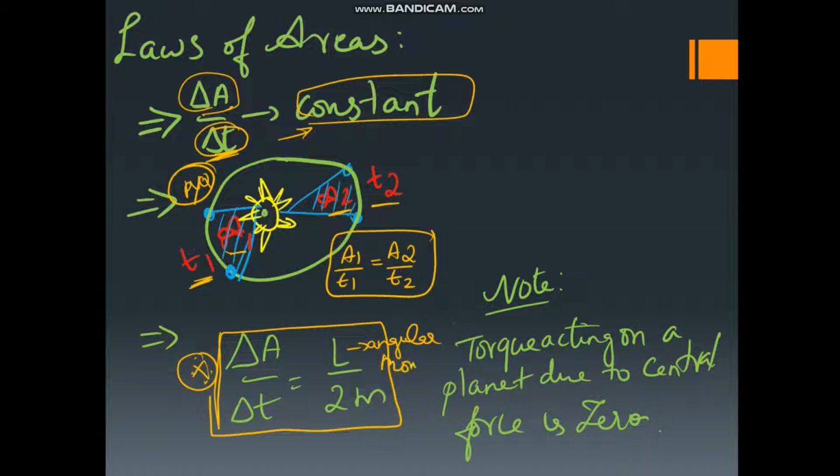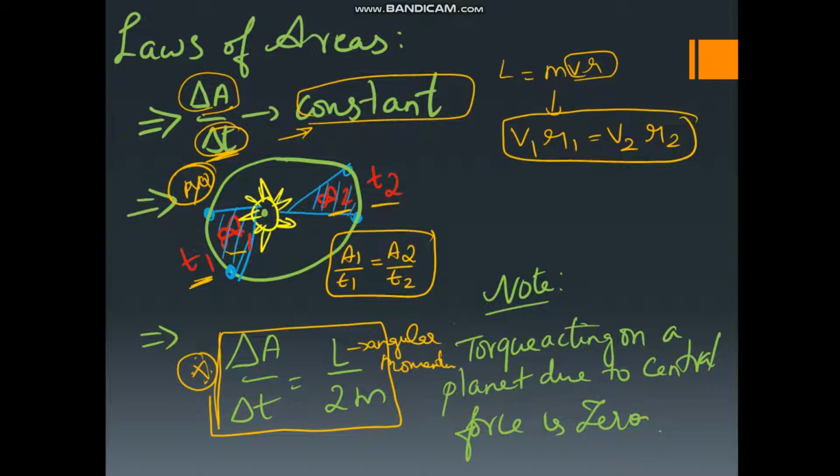We know that L is equal to mvr. So for vr, I am writing V1 R1 is equal to V2 R2. This is a very important formula. You can find numericals based on this formula. They may ask Vmax Rmin is equal to Vmin Rmax.